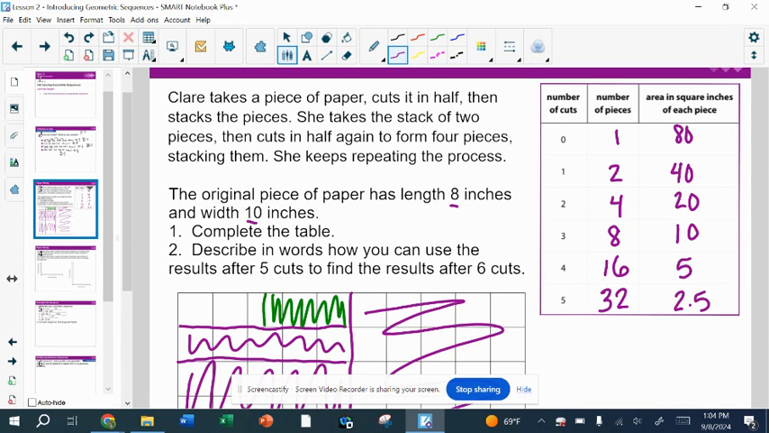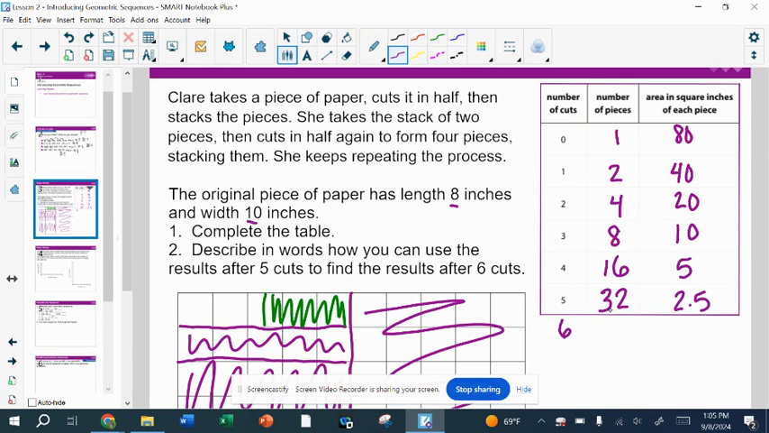It's getting multiplied by half, right? So it says, describe in words how you can use the results after 5 cuts to find the result after 6 cuts. So we're not actually going to try to draw that out, but let's just figure that out right here.